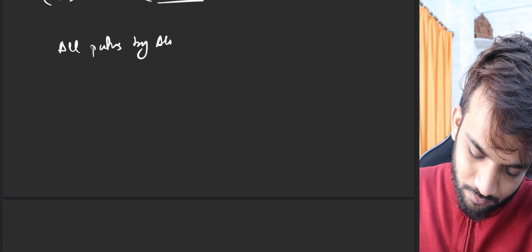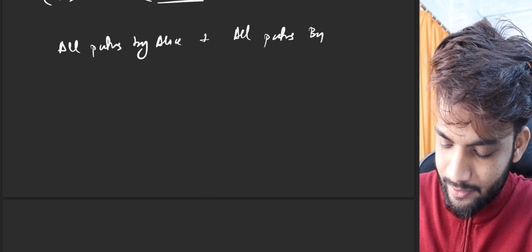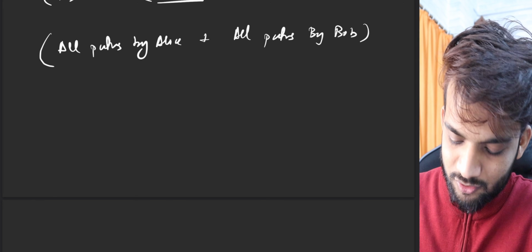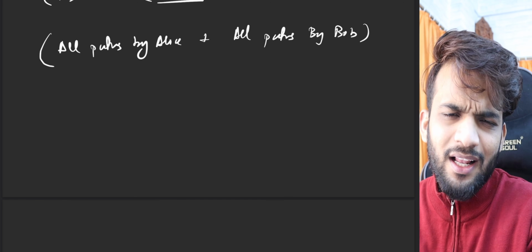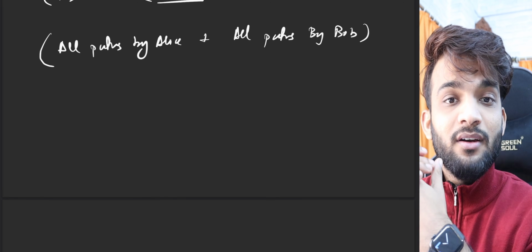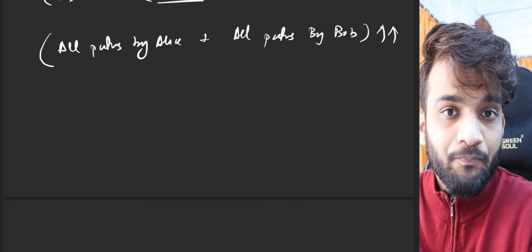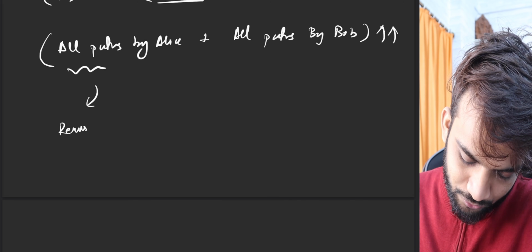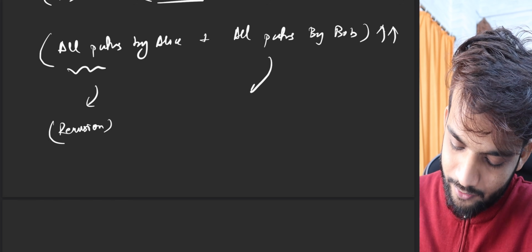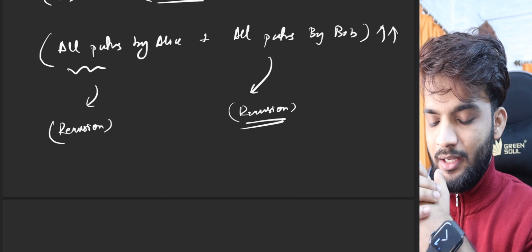All paths by Alice plus all paths by Bob together. If I can take them together, making sure that if there is any common cell, I'll consider it as one, then whatever is the maximum will be my answer. So how do you generate all paths? I have to write a recursion for this, and I have to write a recursion for this. So that's the main intuition.